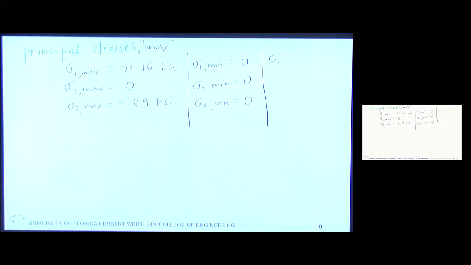So sigma 1 mean, instead of 74.16, it's 37.1. Sigma 2 mean, 0, they're all 0. Sigma 3 mean is halfway between 0 and minus 18.9, so it's minus 9.43. So now we have our stress state defined at the point in time where all the loads reach a maximum, all the loads are fully released, and then the mean in between those two.